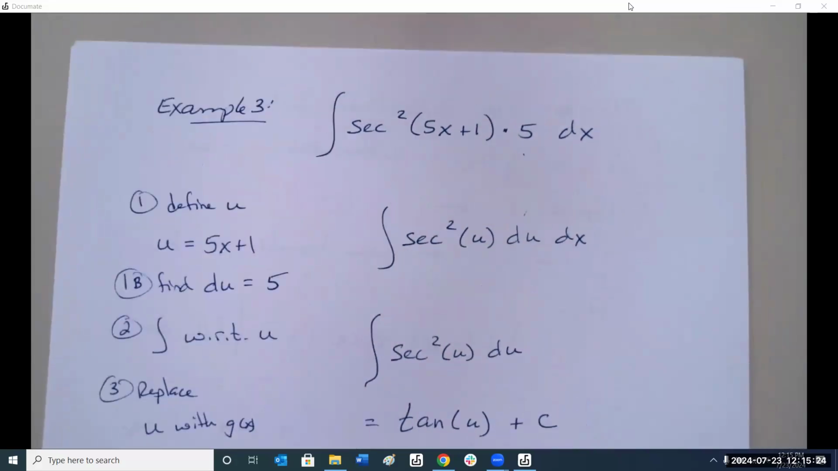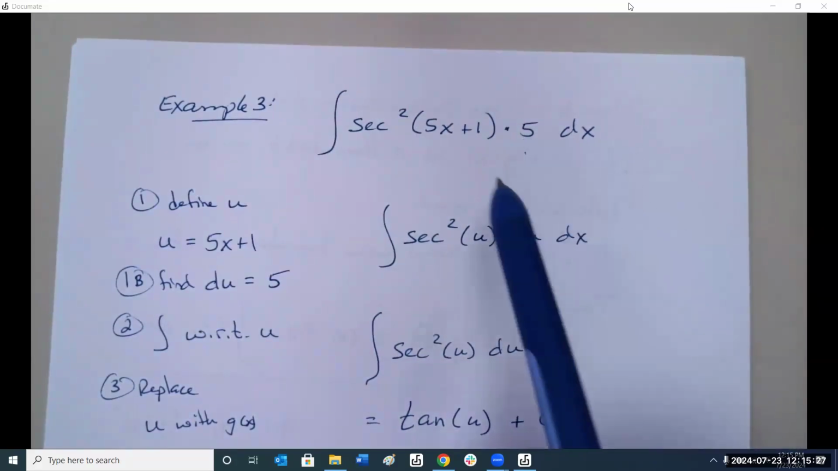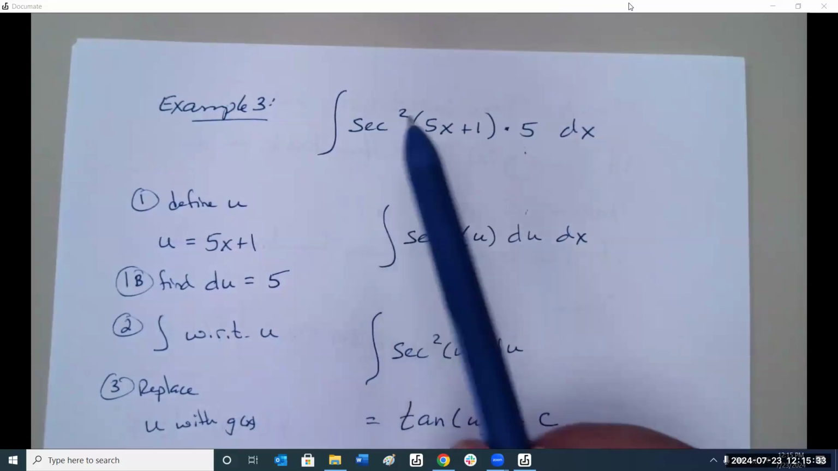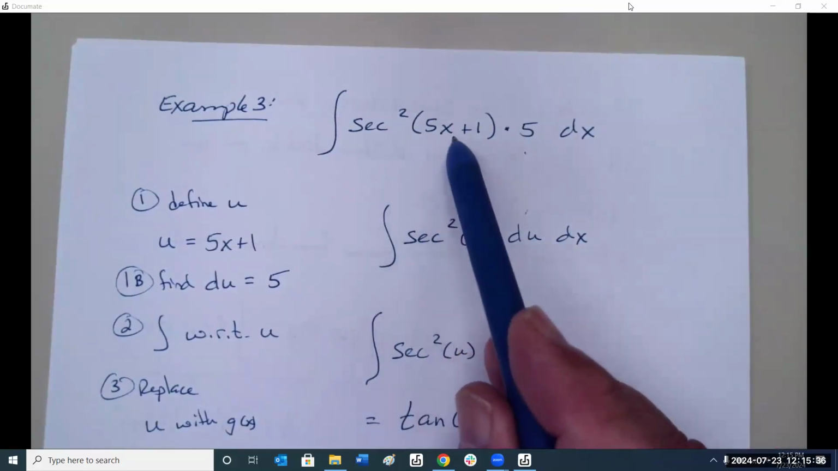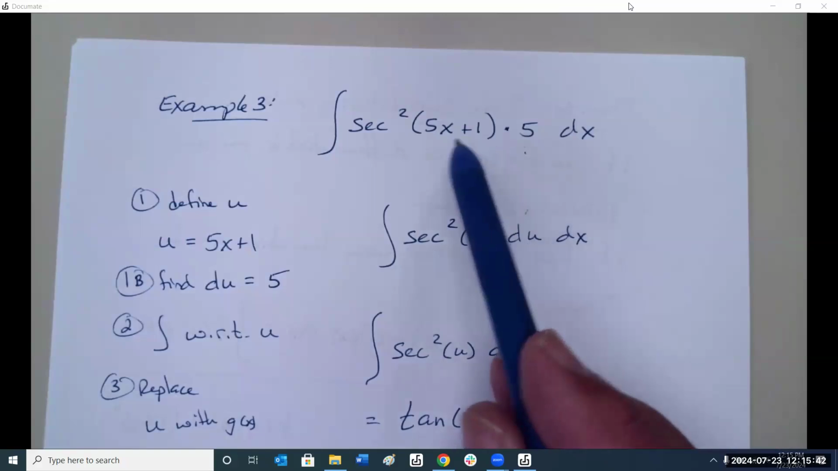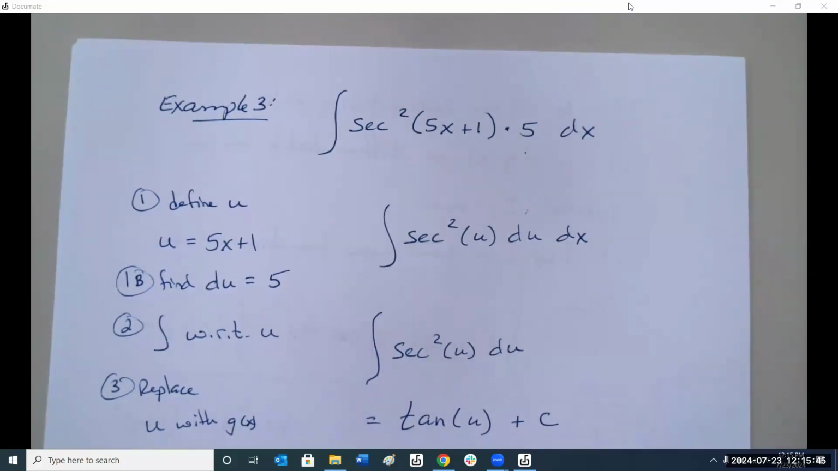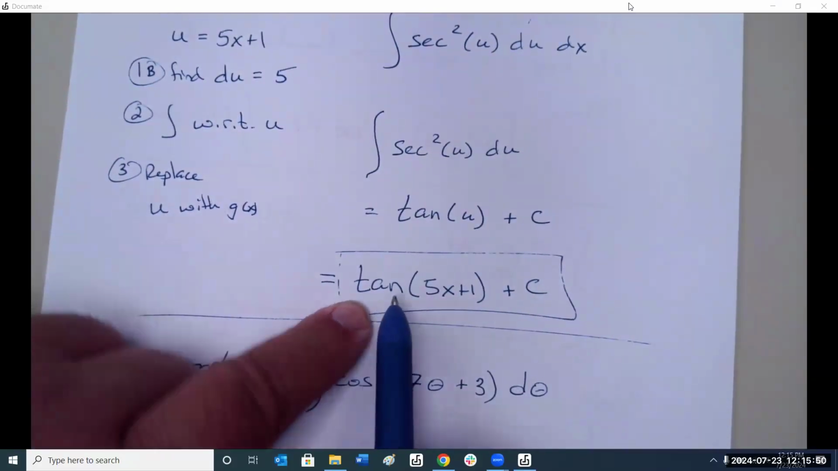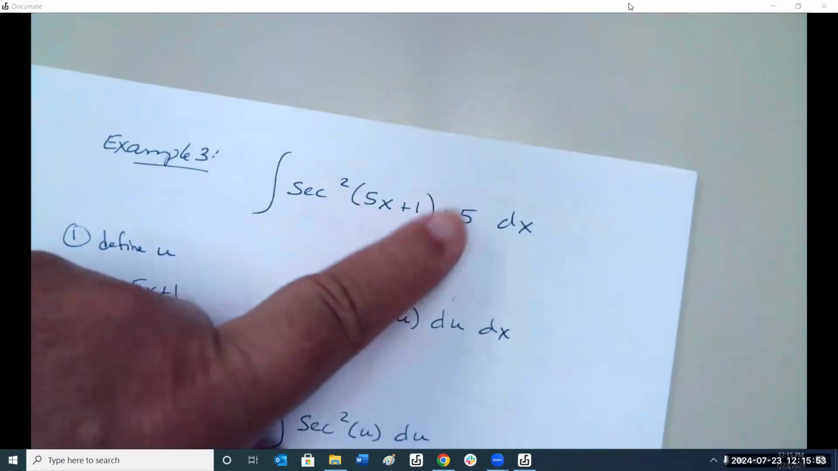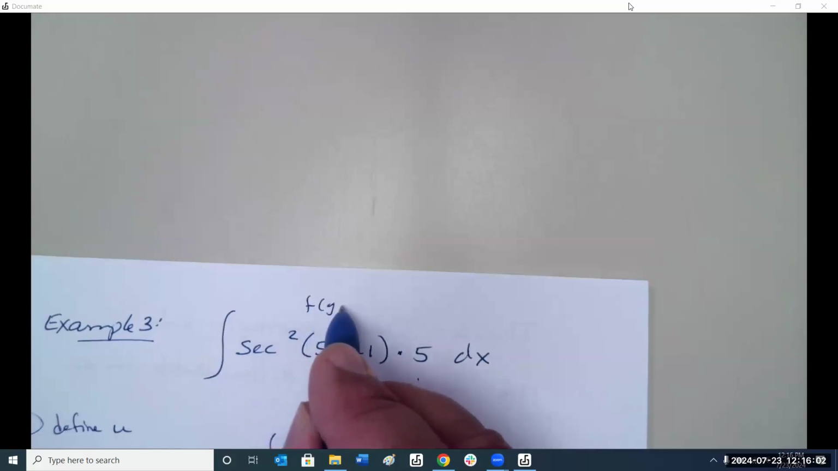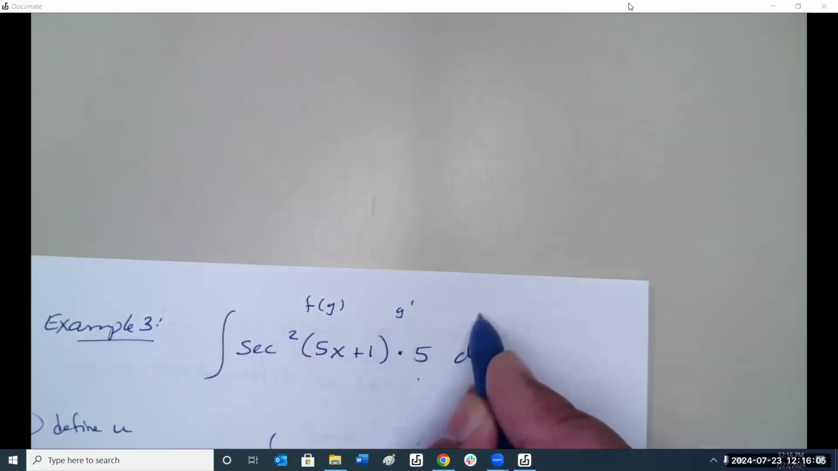So the integral of secant squared u du. The derivative of the internal function, remember the chain rule? We take the derivative of the outside, which is tangent, times the derivative of the inside, which is 5. The derivative of tangent is secant squared, and the derivative of 5x plus 1 is 5. So that's the chain rule backwards. This is f of g times g prime dx.